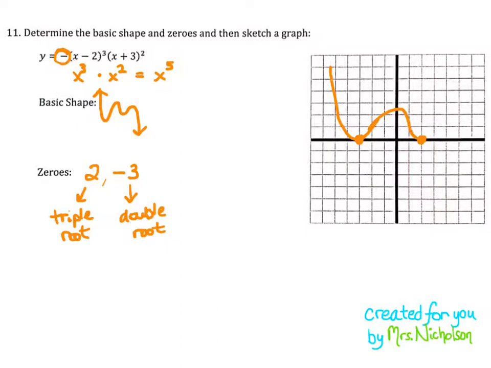At 2, it's a triple root, so we need to make a little cubic graph going through at 2. And there is our power of 5, negative power of 5 graph.